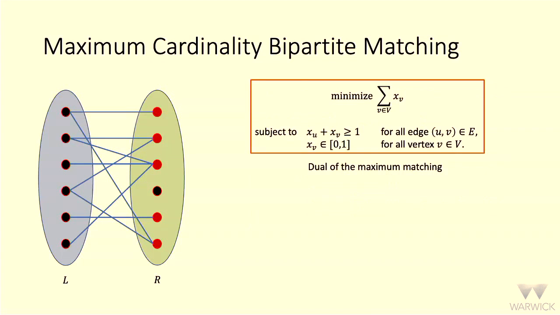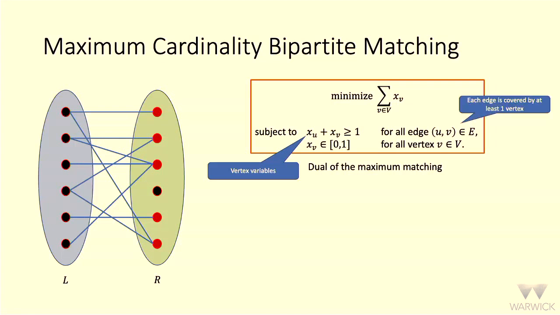So this is the dual polytope of matching. These are the vertex variables. This is just a linear program for minimum vertex cover. So you have vertex variables now, and you have a constraint for every edge.